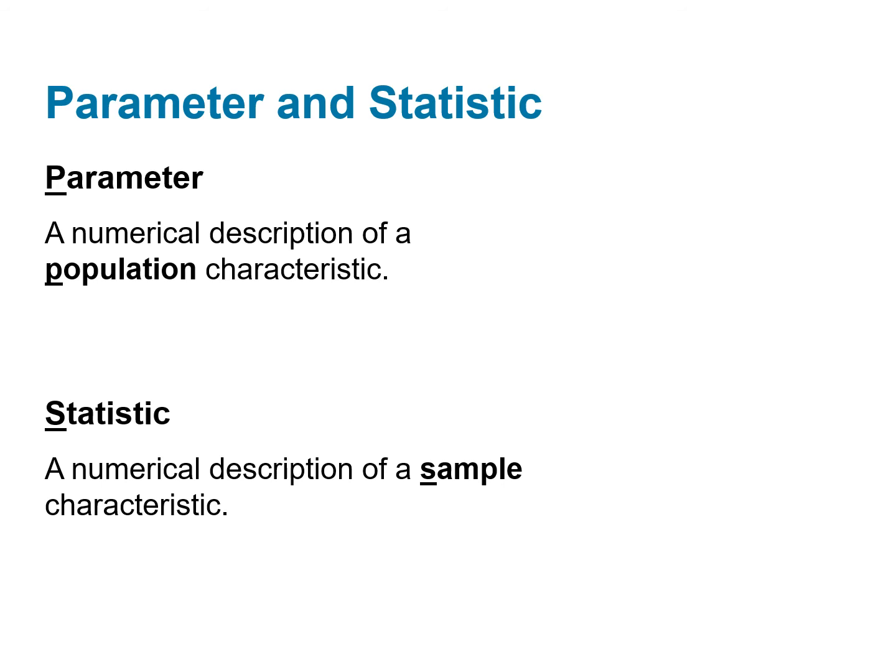Now, parameters and statistics. Parameters are numerical descriptions of a population characteristic. Parameters start with a P, and population starts with a P. So that should help you remember population goes with parameters. Parameters are descriptions of a population characteristic. For our purposes, parameters are usually going to be written as Greek letters.